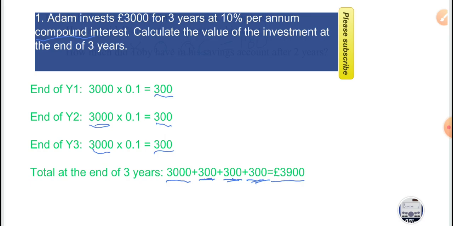But this doesn't really happen when you invest money in the bank, because it's not fair, because in your bank account you still have that £300, and that money the bank's using and not giving you any profit. That is not fair. So this is why most banks will offer you compound interest, where this £300 gets added to the original £3,000 and you'd be given 10% profit on that.